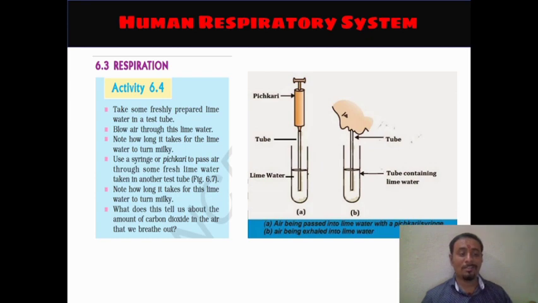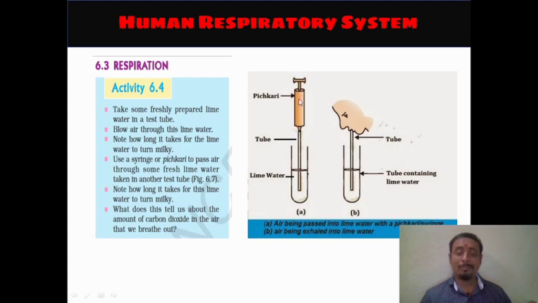The first activity in this respiration chapter of the NCERT 10th book is: take some freshly prepared lime water in a test tube, blow air through this lime water, and note how long it takes for the lime water to turn milky. Use a syringe or pitchkari to pass air through some fresh lime water taken in another test tube, and note how long it takes for this lime water to turn milky. What does this tell us about the amount of carbon dioxide in the air that we breathe out? The diagram is shown here about the activity.